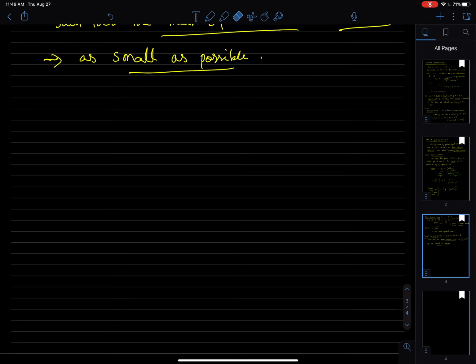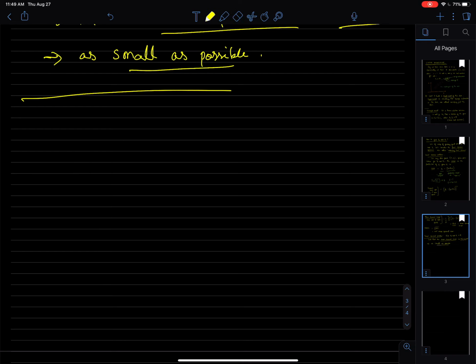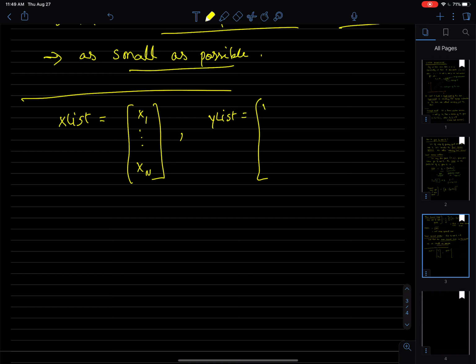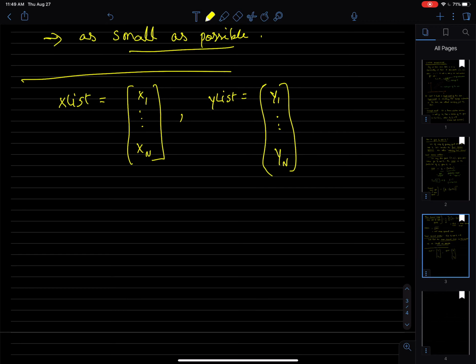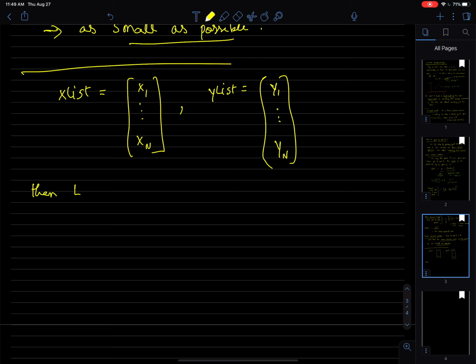Of course, we saw fitlm, which solves this least squares problem. So if you say x list equals your x1 till xn, and y list equals y1 till yn, then linear model equals fitlm(x list, y list) in MATLAB.